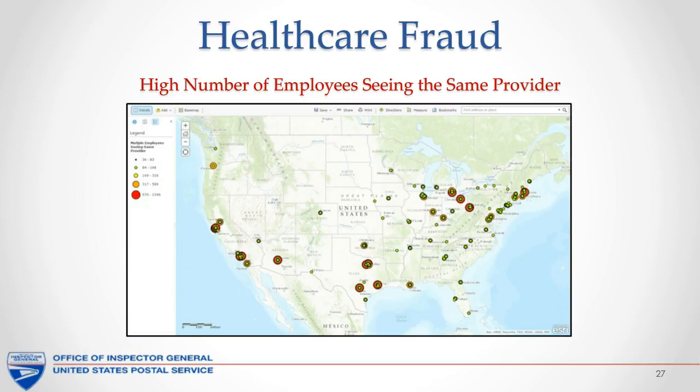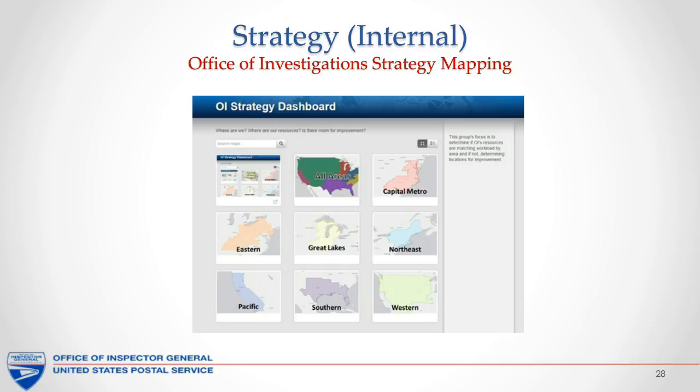So we don't have any outcomes from this yet because we're still tweaking the logic, but I thought maybe it would be beneficial to some of you all to see. So we also use GIS to look at internally our strategy. How are we doing at the OIG? Could we be more efficient? So we have a strategy dashboard for our agents.